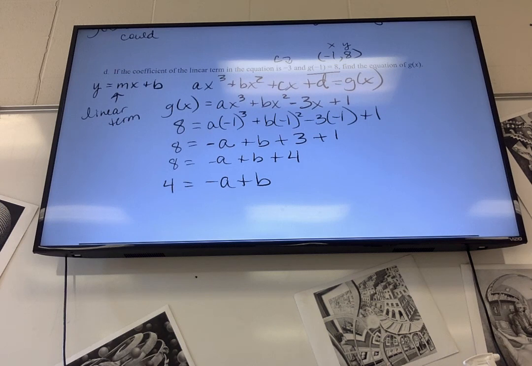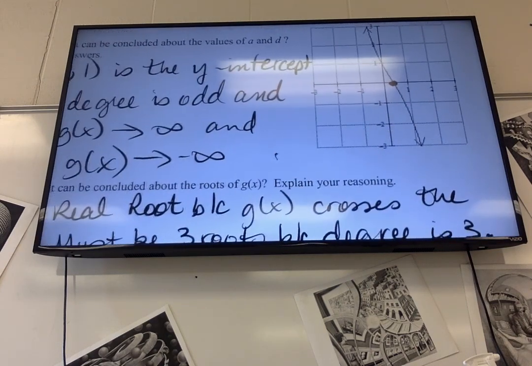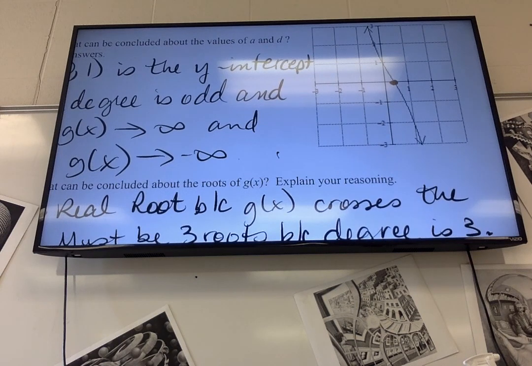Huh. I'm smiling under my mask. Oh, ow. What are we going to do? I'll give you a hint. We're going to use this graph to tell us something so we can get another equation. It's good to think.